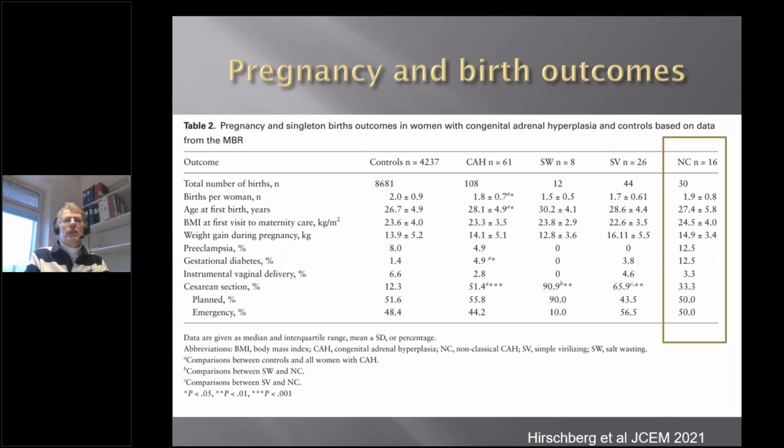And in the 30 children who were born to 16 non-classic women, the age of first child was normal, 27 years of age, which was more or less the same as in controls. The BMI was almost the same, and the weight gain was almost the same. The only thing of note, I think, is the gestational diabetes, which was not significantly increased, but was in 12.5%. And in the total group, it was significantly increased. So I think all patients, including non-classic with CAH, should be screened for gestational diabetes. One third had a cesarean section, which I'm not sure was necessary.